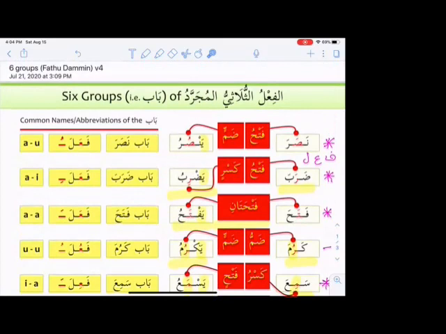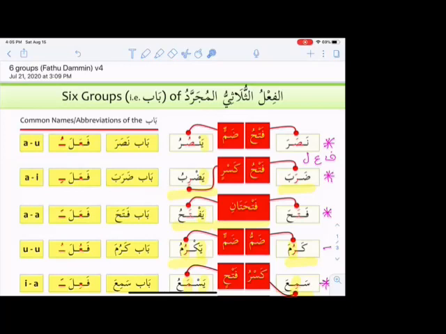Now they are named here. Bab nasara. When somebody says Bab nasara, we should be immediately able to say nasara yansuru. And any verb that is on a particular bab will conjugate like that. It will change. Nasara yansuru. Kataba is bab nasara yaktubu. Like that. Sa'ala is bab fatah yas'alu. Daraba is called bab daraba because it becomes yadribu.